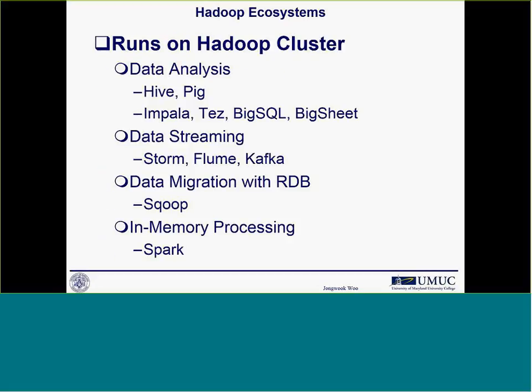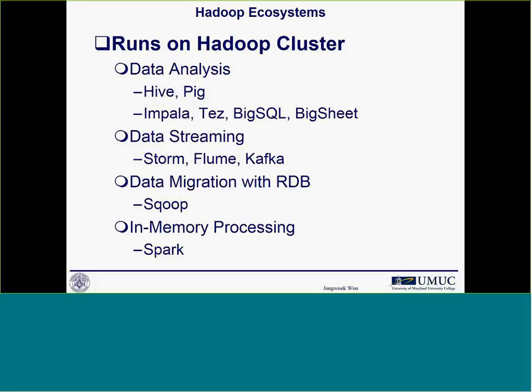Also, there are many Hadoop ecosystems that have been added. You know, Hadoop has been in the market for 10 years. And in the past 10 years, many companies have used Hadoop, and they realized that they need more functions or more systems to efficiently use Hadoop. Again, Hadoop has only two cores, HDFS and MapReduce.